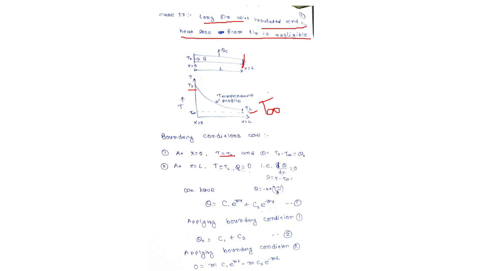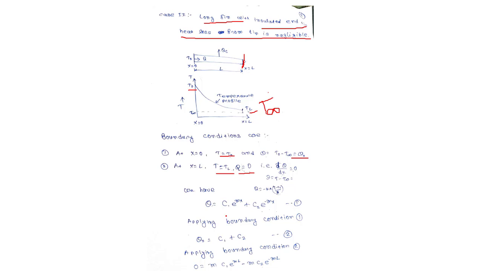and the boundary conditions for this case: at x is equal to 0, T is equal to T0. So theta is equal to T0 minus T infinity, and we write it as theta 0. The next one is x is equal to L, T is equal to TL. Here d theta upon dx is equal to 0, as the heat transfer at the end is 0, or we neglect the heat loss from there, from Fourier's law.